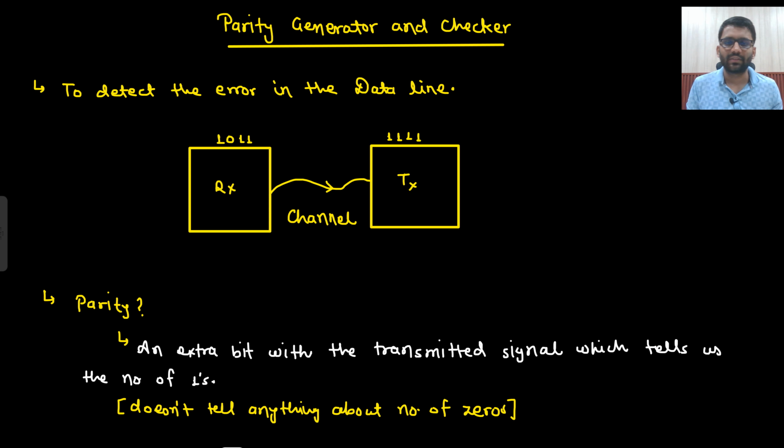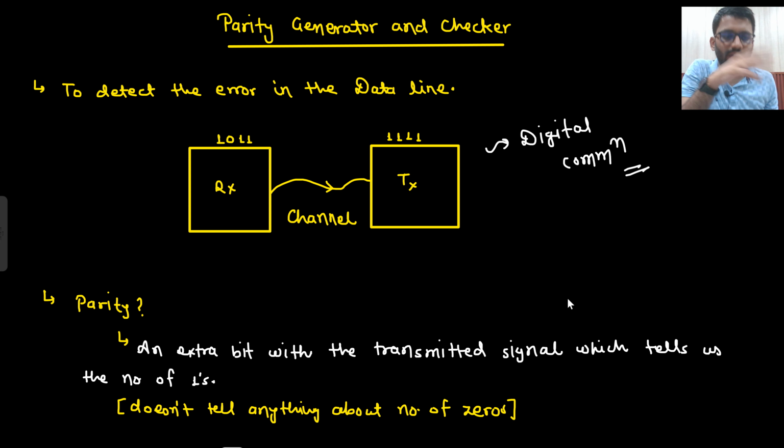Okay, let's see the next one. Parity generator and parity checker. It is used in digital communication. Okay, in digital communication we will again study about it. We will certainly study about it again in digital communication.